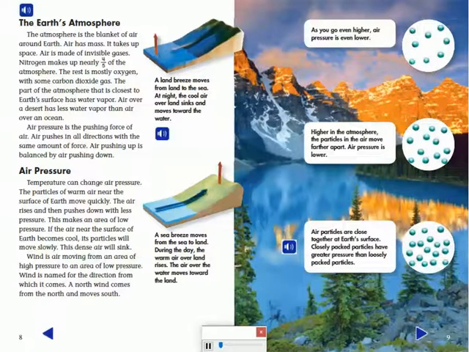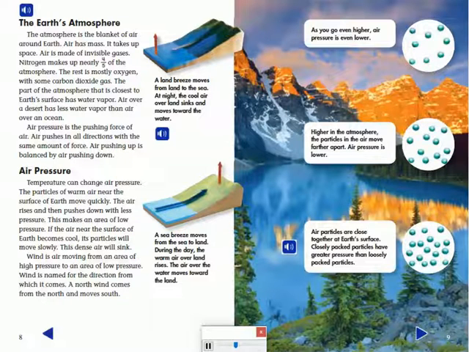The Earth's atmosphere. The atmosphere is the blanket of air around Earth. Air has mass. It takes up space. Air is made of invisible gases. Nitrogen makes up nearly 4/5 of the atmosphere. The rest is mostly oxygen, with some carbon dioxide gas. The part of the atmosphere that is closest to Earth's surface has water vapor. Air over a desert has less water vapor than air over an ocean.